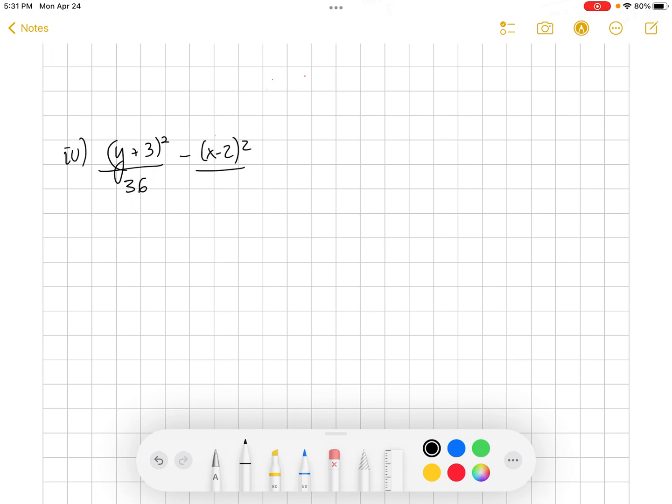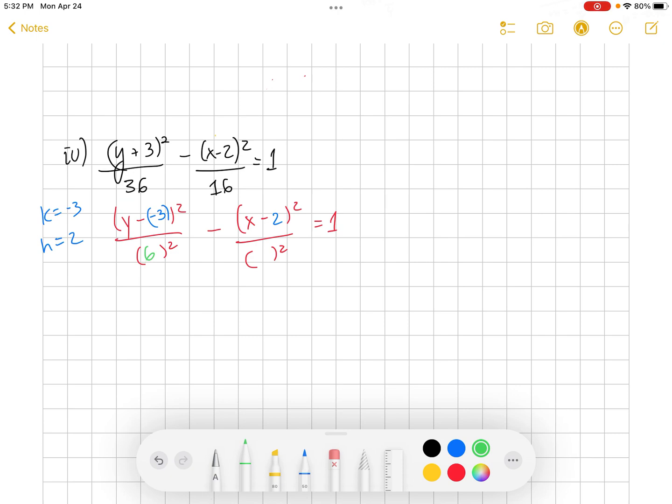Here we have (y plus 3) squared over 36 minus (x minus 2) squared over 16 equals 1. So first, we're going to write this in kind of a standard form. y minus blank squared over blank squared, minus x minus blank squared over blank squared, equals 1. So after the y minus, I'm going to put a negative 3 here. And after the x minus, I'm going to put a 2. So my k is actually negative 3, and my h, remember, k comes after the y minus, h comes after the x minus, h is 2.